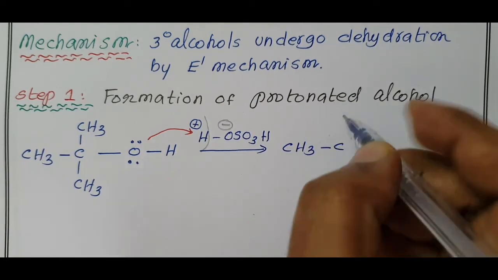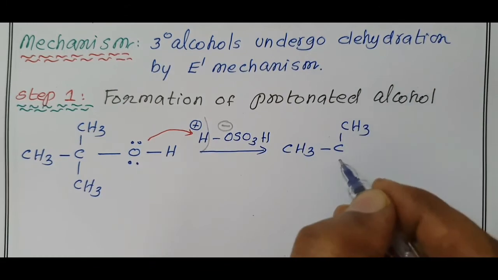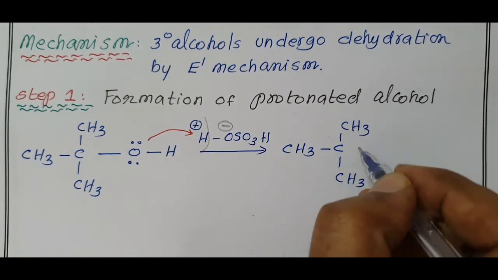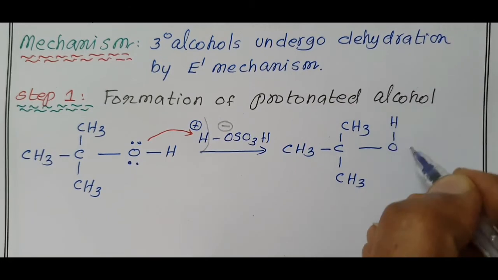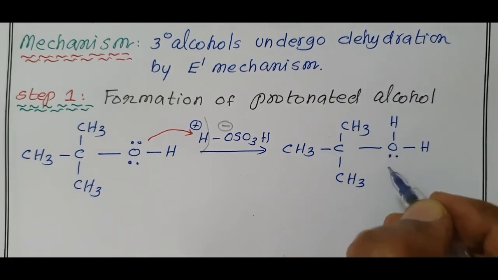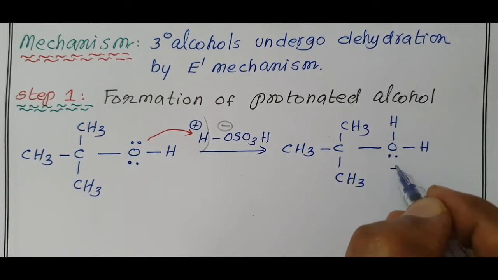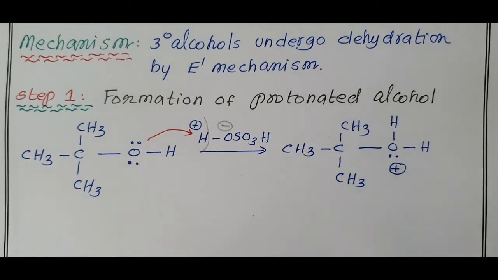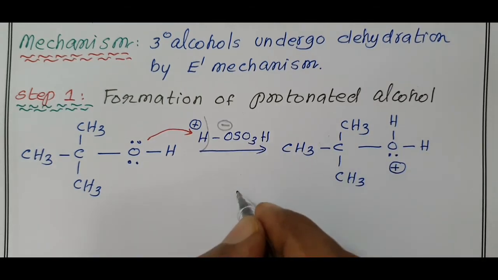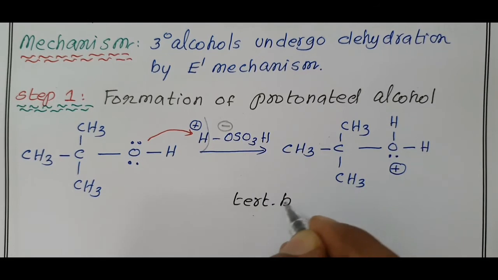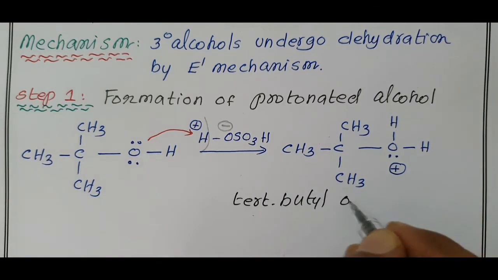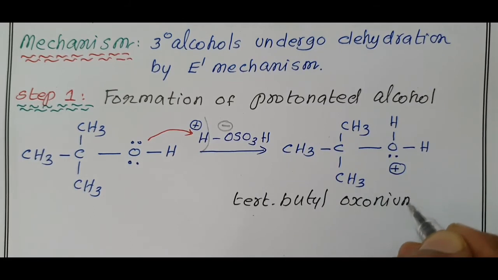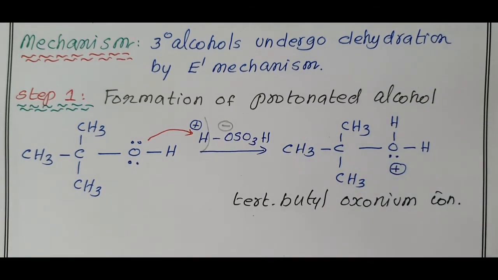CH3, C, here you have one CH3, CH3, oxygen donates a pair of electrons, a new bond is formed. Here you have one hydrogen, one pair of electrons. Because one pair of electrons is donated, there is a positive charge on the oxygen atom. This is called protonated alcohol, or one more name we can give, tertiary butyl oxonium ion. This is the first step. Now we are going to see the second step.